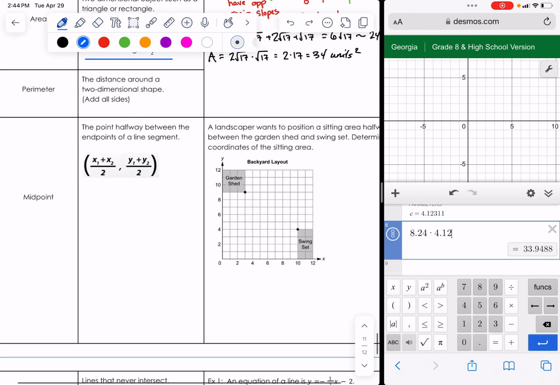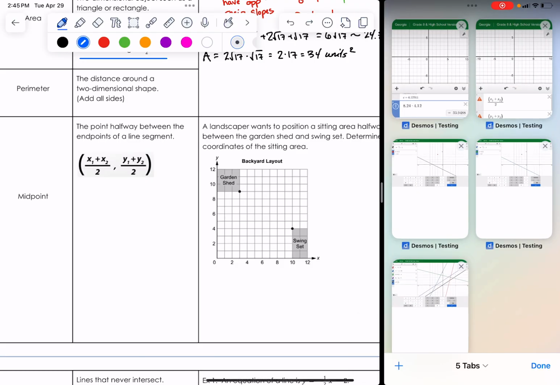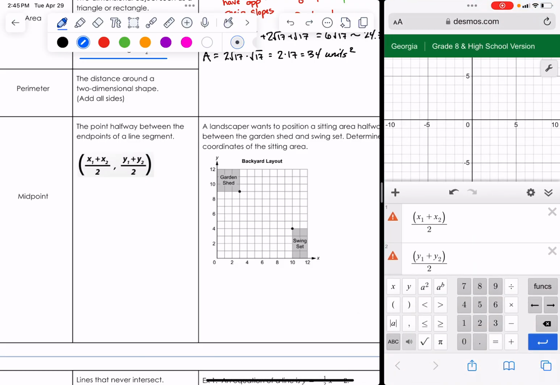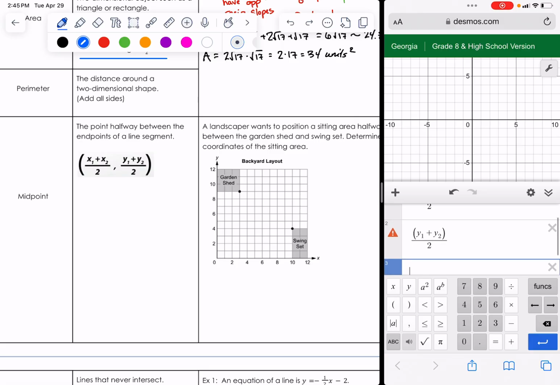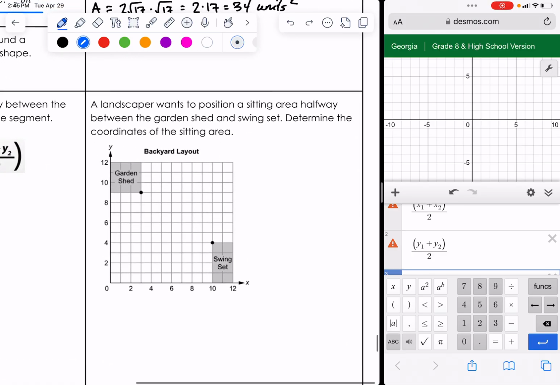All right, so let's go ahead and move on to midpoint. When we move on to midpoint, keep in mind that we can put our midpoint formula pieces into Desmos as well and define x1 and y1. So a landscaper wants to position a sitting area halfway between the garden shed and the swing set. Determine the coordinates of the sitting area.